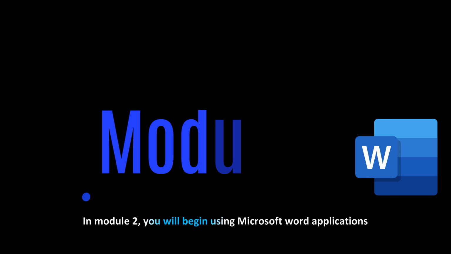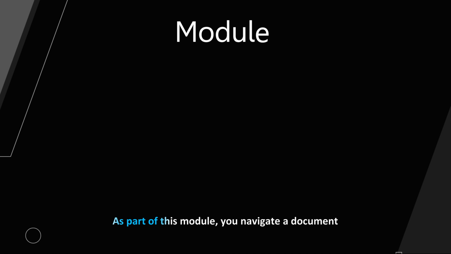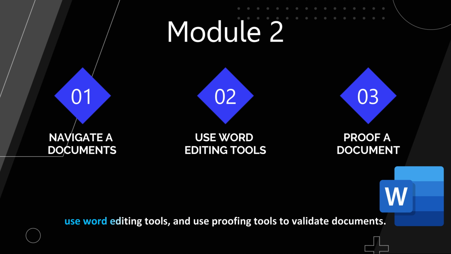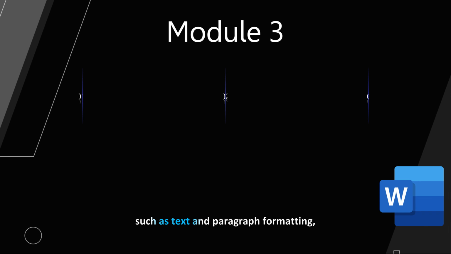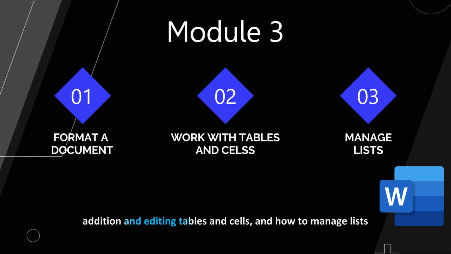In Module 2, you will begin using the Microsoft Word application. As part of this module, you will navigate documents, use Word editing tools, and use proofing tools to validate documents. In Module 3, you will progress to more complex Word tasks, such as text and paragraph formatting, adding and editing tables and cells, and managing lists.